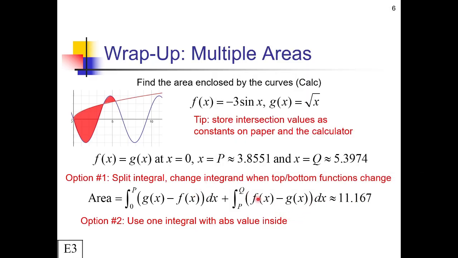Again, this is kind of cumbersome if you've got lots of different areas. So if these just keep kind of switching back and forth, another option is you could just do the integral from 0 to Q, that last point there, and we're just going to do absolute value of f minus g or g minus f. It won't really matter at that point. Just pick one and go with it.